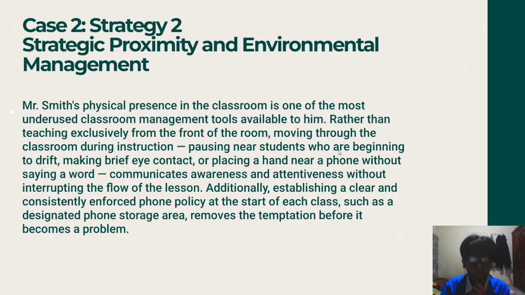Next, strategy 2 is strategic proximity and environmental management. Mr. Smith's physical presence in the classroom is one of the most underused classroom management tools available to him. Rather than teaching exclusively from the front of the room, moving through the classroom during instruction, pausing near students who are beginning to drift, making brief eye contact, or placing a hand near a phone without a word communicates awareness and attentiveness without interrupting the flow of the lesson. Additionally, establishing a clear and consistently enforced phone policy at the start of each class, such as a designated phone storage area, removes the temptation before it becomes a problem.